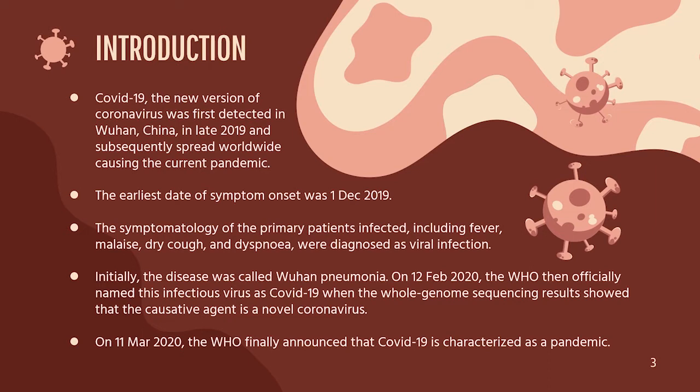On the 12th of February 2020, the World Health Organization officially named the virus COVID-19 when the whole genome sequencing results showed that the causative agent is a novel coronavirus. And on the 11th of March 2020, they finally announced that COVID-19 is characterized as a pandemic.